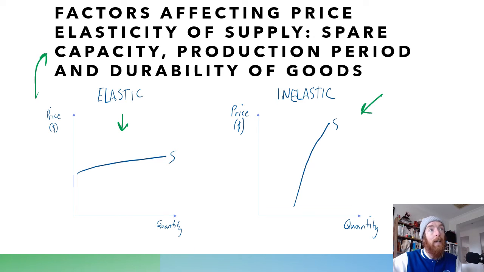Durability of goods. If something is perishable, it is going to be inelastic because you have to just sell at whatever price you have. If the price goes up, you can't wait for the price to go up to sell it because it's going to go bad. If something is durable or storable, it's going to be elastic because you can store it.